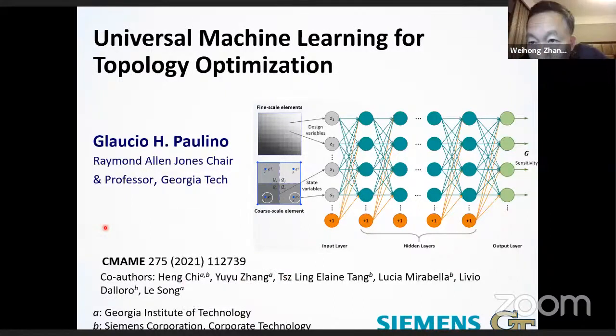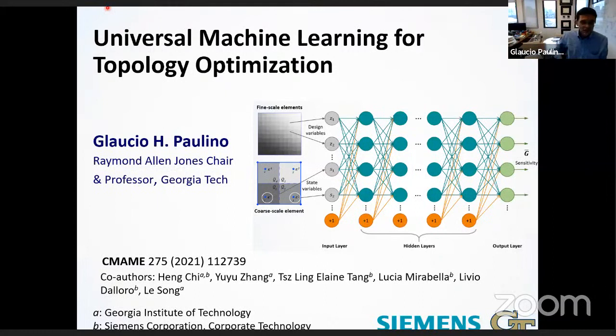Thank you. I am going to talk about machine learning for topology optimization using a universal approach. If you are a newcomer to the field, I would say that this is an approach that you may consider. Here, we only solved one problem, but we think the approach can be extendable to other problems. My collaborators are Dr. Hang Shi, initially at Georgia Tech and now at Siemens, and Dr. Elaine Tang, Dr. Lucia Mirabella, and Dr. Livio Dalloro, all from Siemens, and Professor Le Song and Yu Yu Zhang from Georgia Tech.